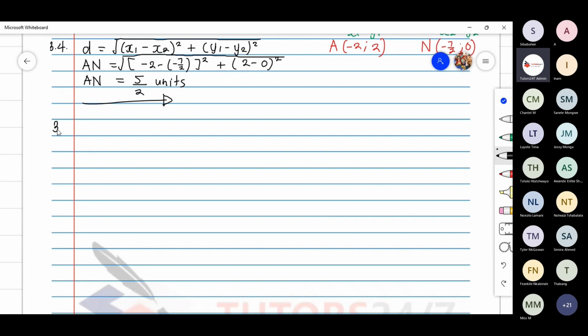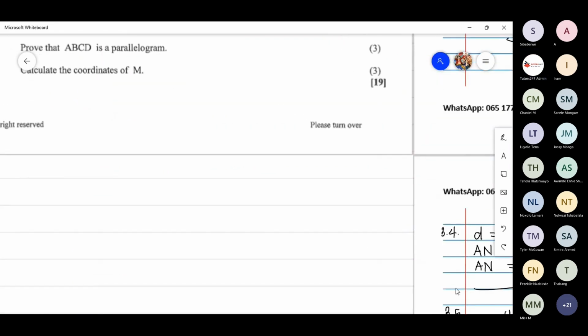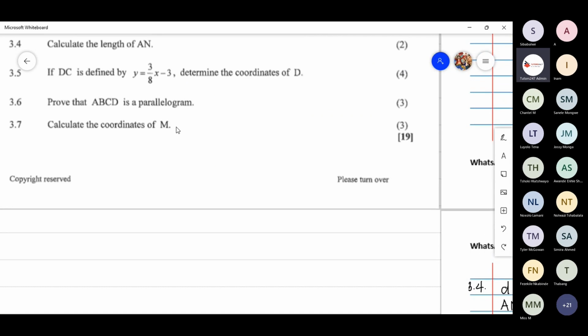So this is 3.5. My first equation, y of AD, is equal to 4 over 3x plus 14 over 3. It was 4 over 3, not 14. And my second equation, y of DC, is equal to 3 over 8x minus 3. Let us confirm if it's 3 over 8 or 8 over 3. It is 3 over 8.